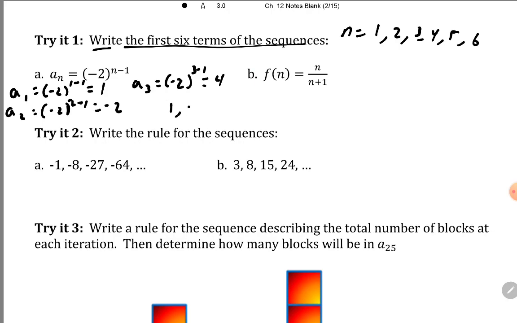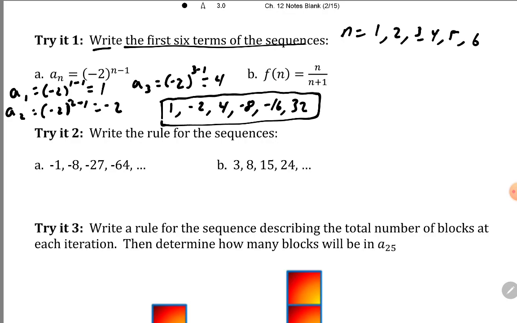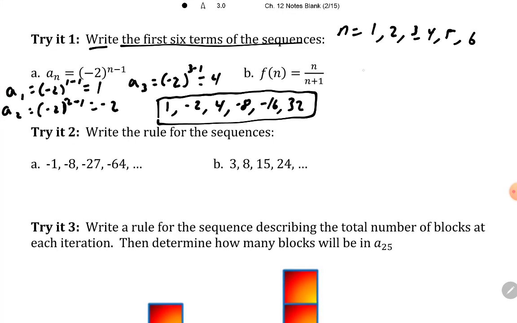1, negative 2, 4. If I plug in 4 into the equation, I'll get negative 8. Plug in 5, I'll get negative 16. Plug in 6, I'll get positive 32. So that would be my answer here. Okay, part B.